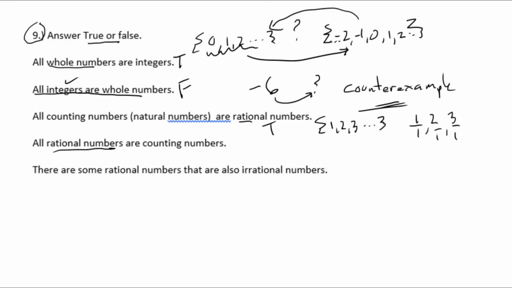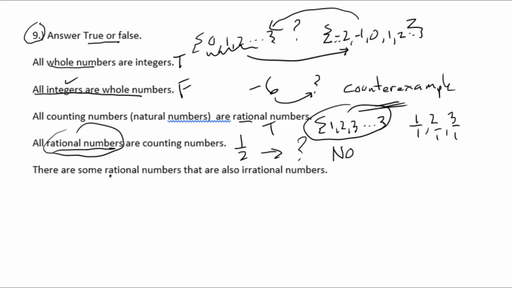All rational numbers are counting numbers. Well, rational numbers are numbers that can be written as fractions. There's a lot of them. I just picked one as an example, like 1/2. That's a rational number. Is that also a counting number? No, because the counting numbers are right here. There are some rational numbers that are also irrational numbers. No, that's false, because either it can be written as a fraction, like 1/2, or it can't, like pi.